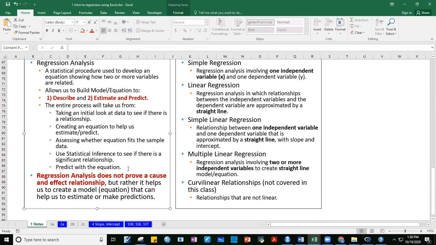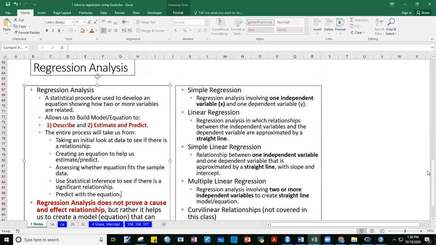I already mentioned that regression analysis does not prove causality. It does not show a cause and effect relationship. It helps us to create a model, yes. It helps us to describe the relationship, yes. It helps us to describe the dependent variable, yes. And what are these for? In order for us to be able to predict your dependent variable.